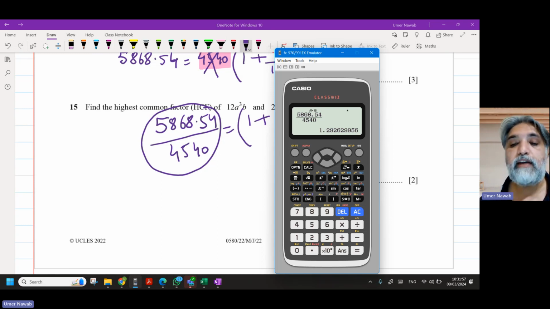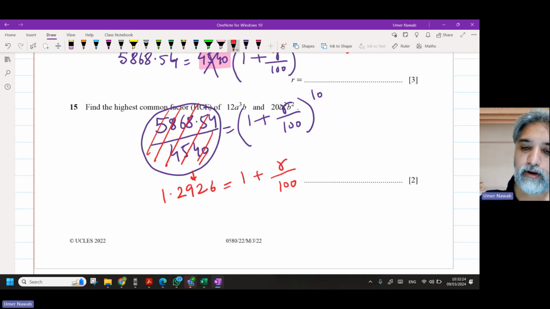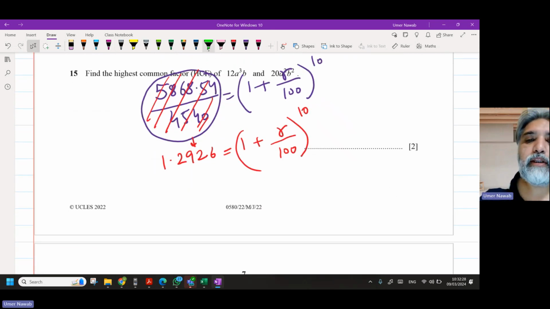Now, how many significant figures are required, guys? Within the steps, I told you, don't write three significant figures. Always try to write more than three significant figures. So I'm going to write 1.2926. So in place of this, I get 1.2926 is equal to 1 plus r over 100 raised to the power 10.